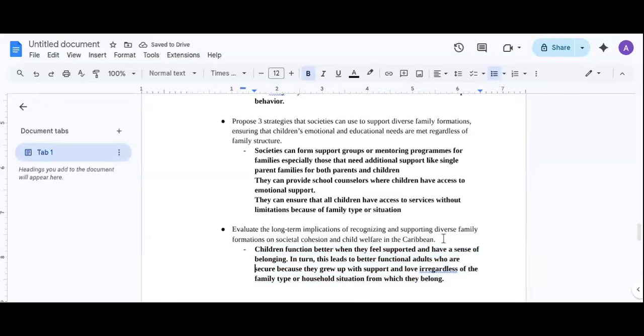So children function better when they feel supported and have a sense of belonging. Because we're looking at the long term, in turn, this leads to better functional adults who are secure because they grew up with support and love, regardless of the family type or household situation from which they come. So this is the long term implications. We're looking at when they grow up, what's going to happen with these children once they are supported.